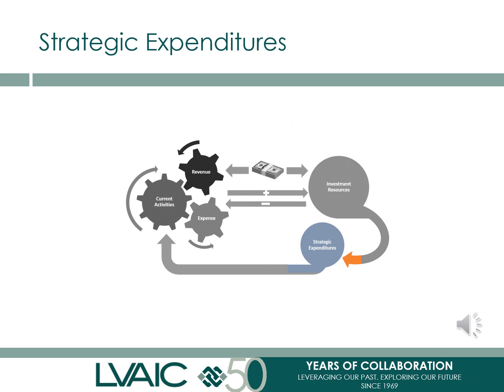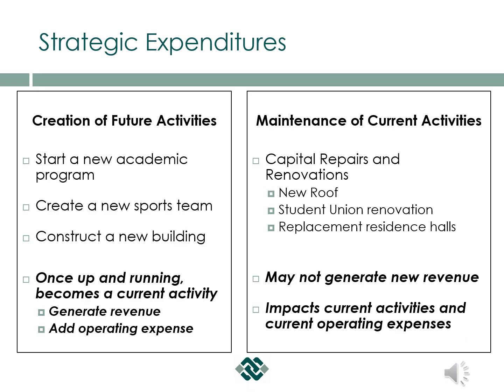All right, strategic expenditures. So we talked a little bit again about the tightness on the left-hand side. We've talked about opportunities to create investment opportunities on the right-hand side. What are some of the things that we might spend these things on? Again, your case studies are going to talk about some of these things. You're going to talk about creation of future, starting a new academic program. I think that's one of the things that you're contemplating. Creating a new sports team, constructing a new building.